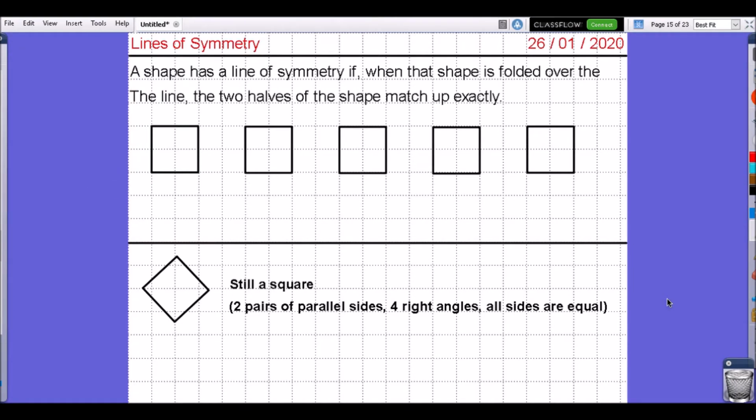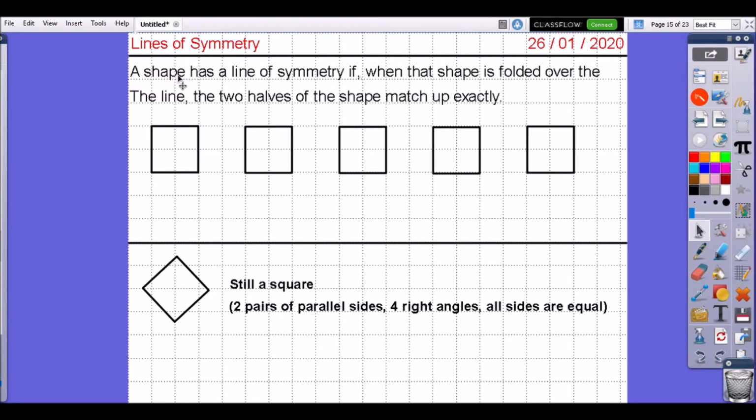And now with a new lesson about lines of symmetry. It says here that a shape has a line of symmetry if, when that shape is folded over the line, the two halves of the shape match up exactly. And this is exactly what we tried today in class when we had that rectangular piece of paper. We found that when we made the rectangular piece of paper a square, it had a line of symmetry this way here.